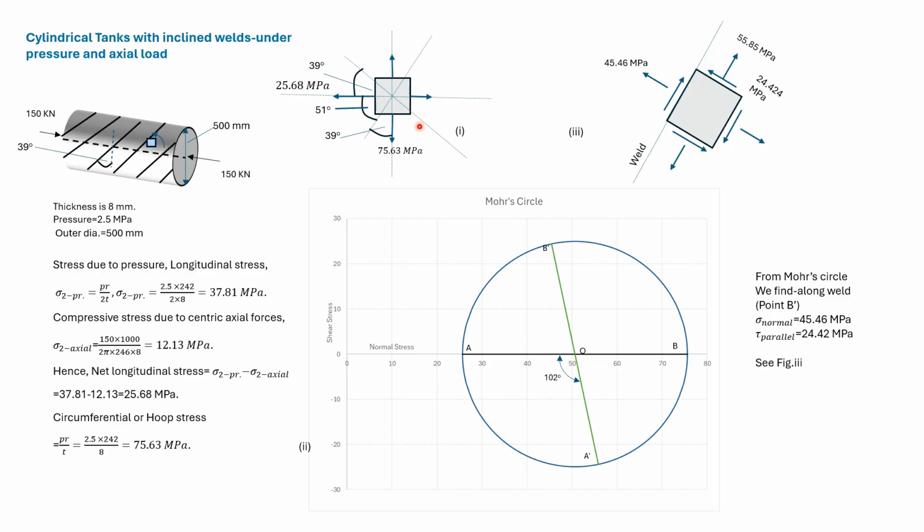From the stresses in this element, we know the points A and B. Knowing the diameter, we can form the whole Mohr's circle. Here the element rotates 51 degrees in the anticlockwise direction. So here we rotate 102 degrees in the anticlockwise direction, get A dash. The stresses on the face of the element along the weld is given by point B dash. These are the magnitude of the normal stress and the shear stress. As per Mohr's circle, the shear stress is clockwise and positive.